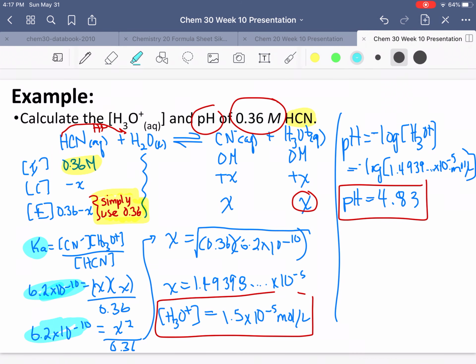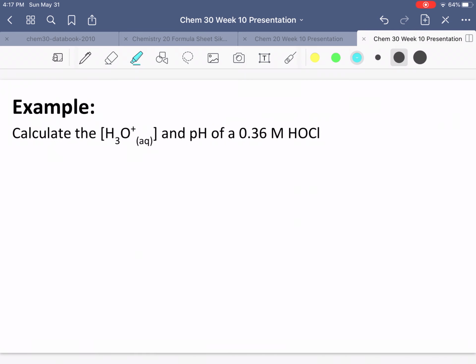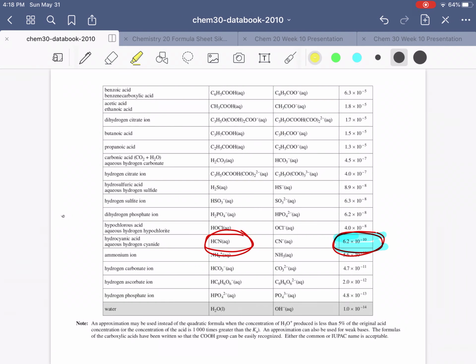Alrighty, let's do one more question because I recognize this can be a little bit wonky and a little bit tough. So here's another example of a very, very similar type thing. So we've got a weak acid, right? HOCl. How do I know that?